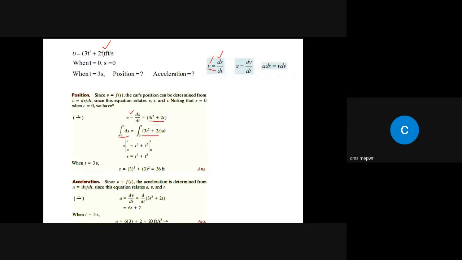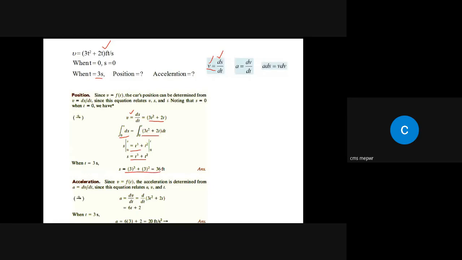Try to find out the integral. It will be t cube by 3. The 3 will be cancelled out. 2t square by 2, the 2 will be cancelled out, and you will get this equation. Okay, so this is the final equation. When you put t equal to 3 seconds, this is the equation that we will get, and this is the answer, 36 feet.